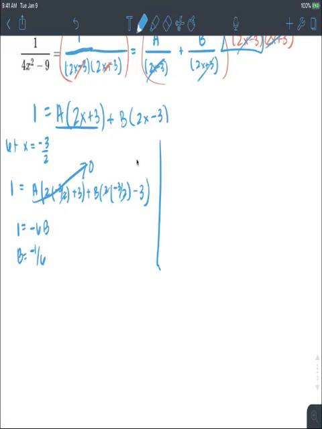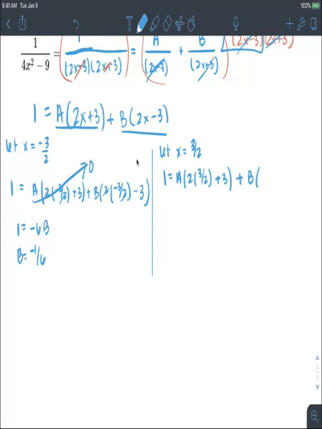Okay, let's do the other one. We're going to let x equal, what do I have to plug in here? Looks like positive 3 halves. So 1 is equal to a times 2 times 3 halves plus 3, plus b times 2 times 3 halves minus 3. I know this goes to 0, so those cancel, giving me 1 is equal to 3 plus 3 is 6a, so a is equal to 1/6.